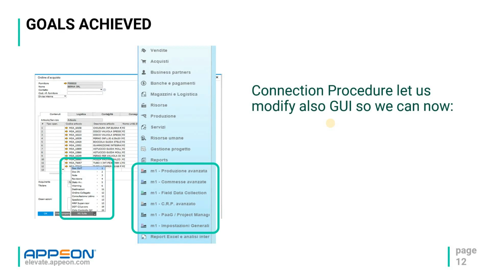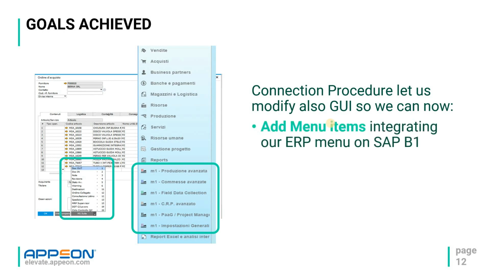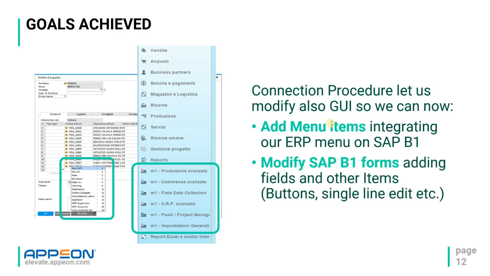Now let us modify the graphical user interface, so we can add menu items, integrate them in our ERP menu on SAP Business One, and modify SAP Business One forms, adding fields and other items: buttons, single line edits, and so on.